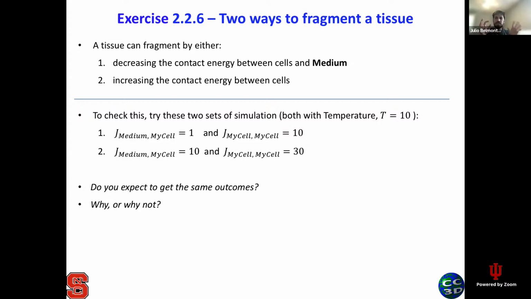So if you run the simulation, you should still get an EMT-like process, right? The cells should still spread to the medium. But have you noticed any difference in the shape of the cells from this simulation compared to the simulation that you had before?